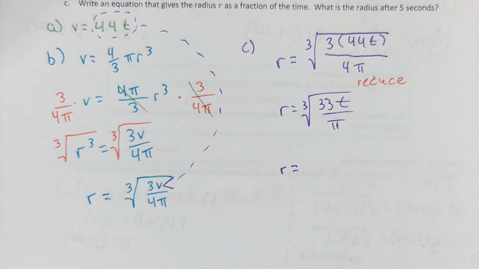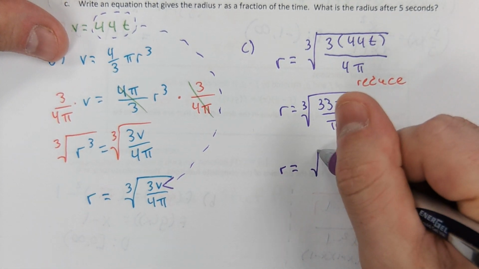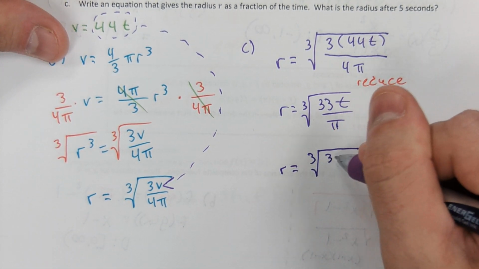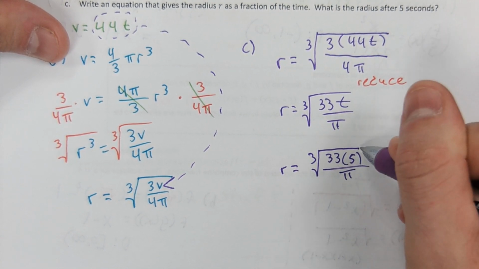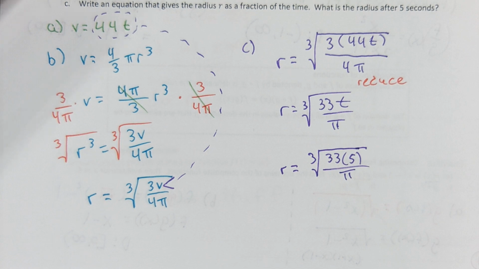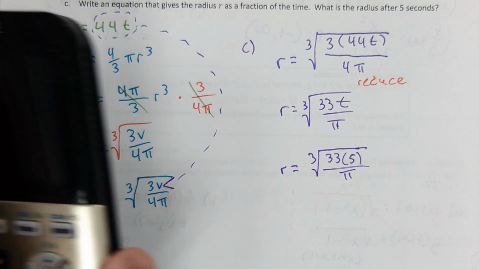Okay, anyway. The question says, what's the radius after 5 seconds? I don't know what 33 times 5 divided by pi is, and I darn sure don't know what the cube root of that is. And that's why we're going to grab our technology.